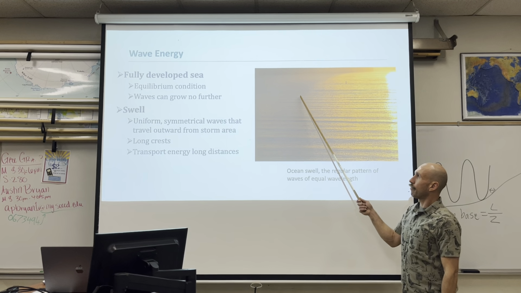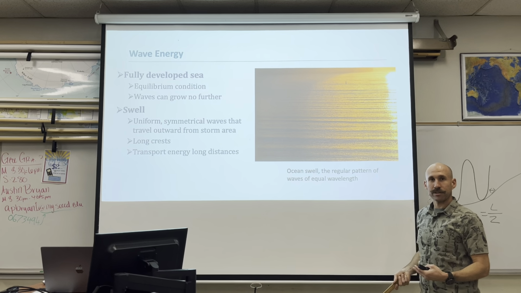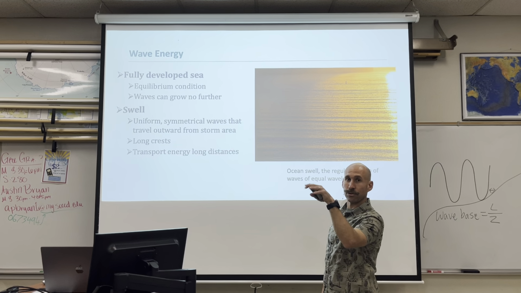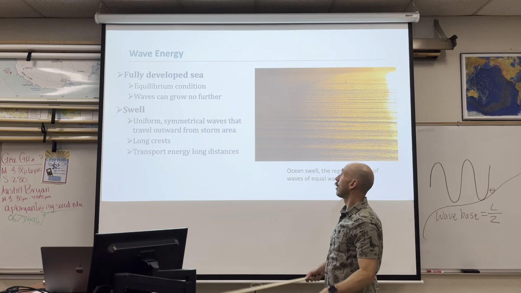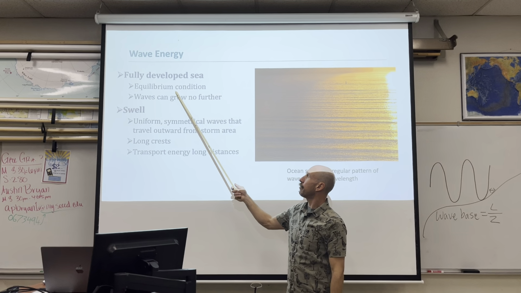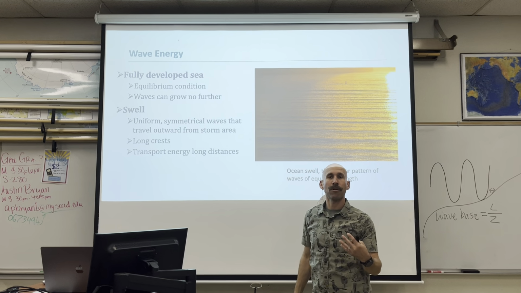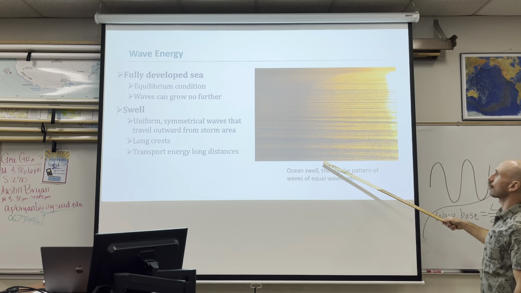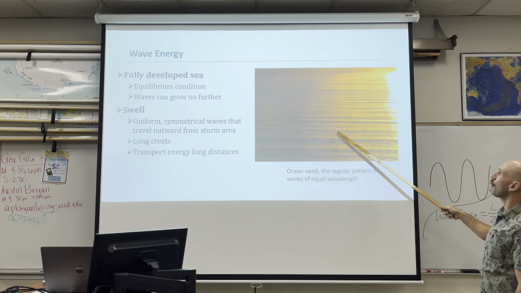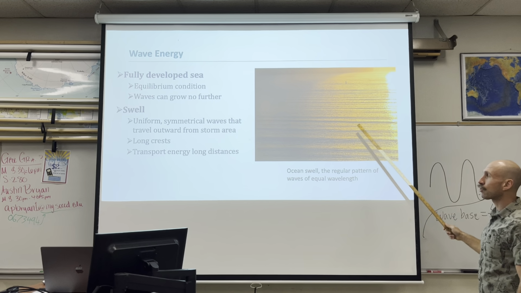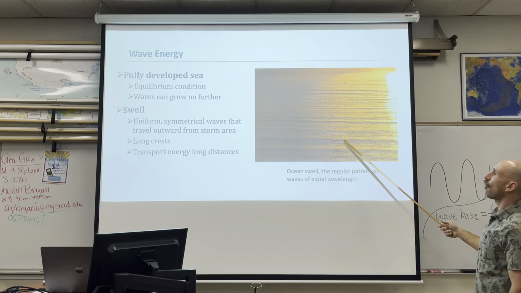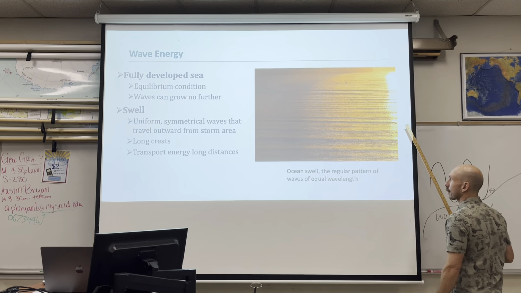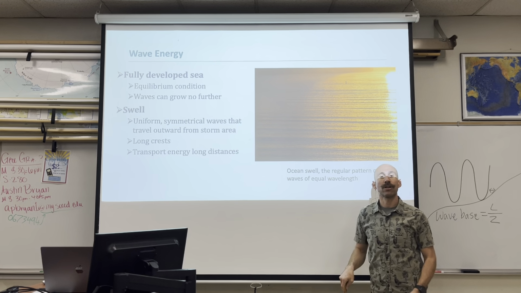When a storm develops and it sends waves long distance away from where that actual storm occurred, it can reach equilibrium conditions where the waves cannot grow any further, and they form what are known as swells. Uniform, symmetrical waves traveling outward from that storm area where the waves are all of equal wavelength. They have long crests, and they transport the energy long distances.